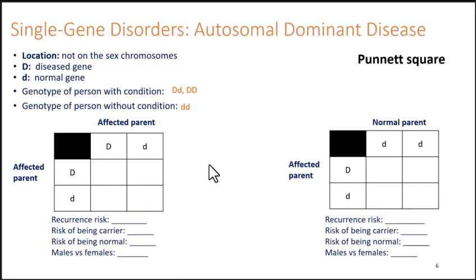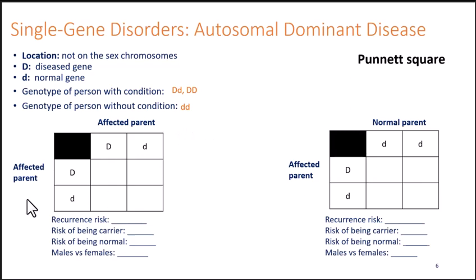Now, how do we calculate things such as the risk that somebody will have the condition versus carrying a condition? Is there more risk for being male versus female? What's the risk of just being normal? How we can do that is through a Punnett square. So again, that's to determine the probability of an offspring having a particular genotype.